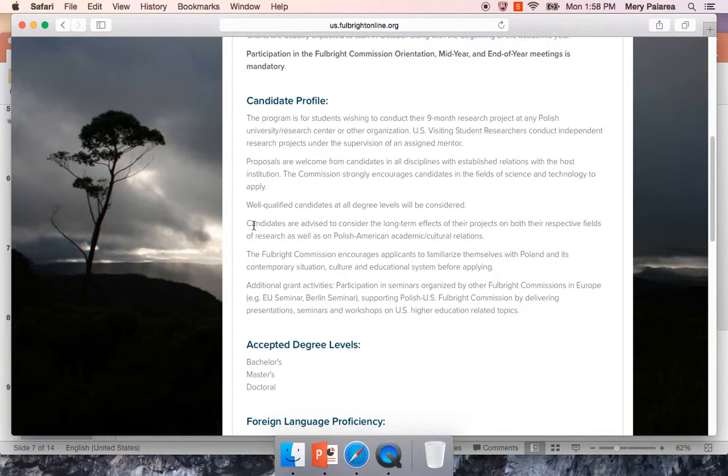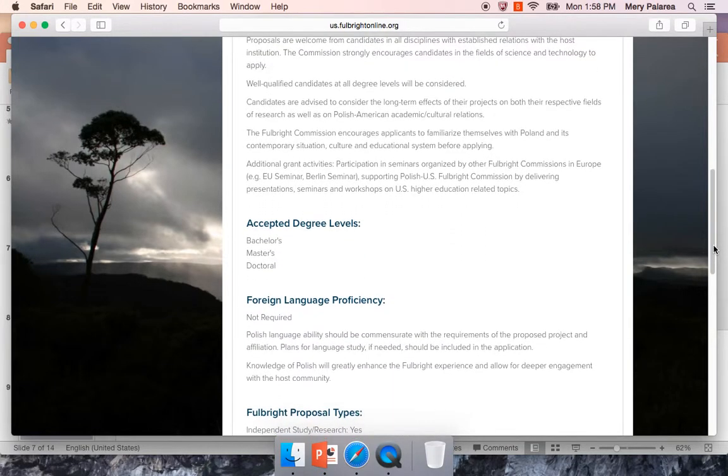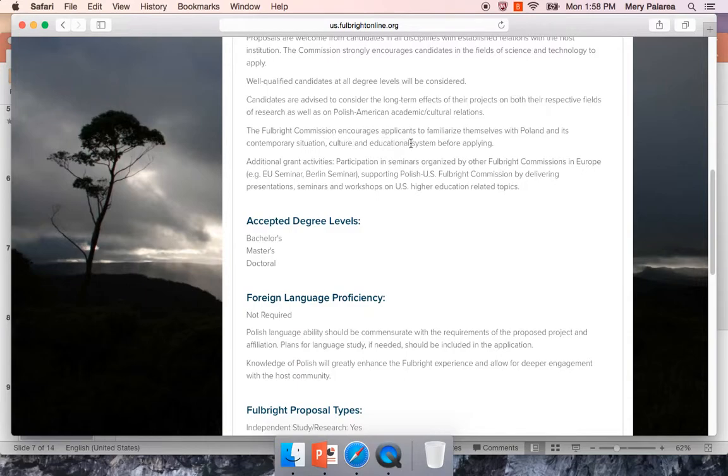This is interesting because they're saying right here, candidates are advised to consider the long-term effects of their projects on both their respective fields of research as well as on Polish-American academic and cultural relations. They're telling you right there, don't forget, the whole goal of Fulbright is to establish some mutually beneficial understandings and relationships. The Fulbright Commission encourages applicants to familiarize themselves with Poland and its contemporary situation, culture, and educational system before applying. This is a huge clue. If you can demonstrate in your application that you've done these things, you're going to set yourself apart.